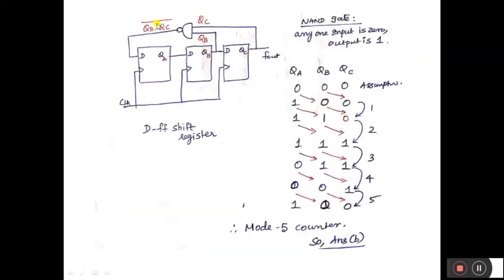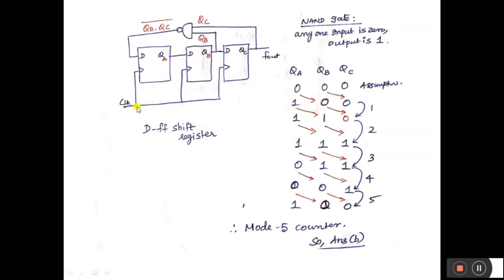Here is the given circuit. Here a NAND gate is given. One input is taken from QB, one input taken from QC. The output is connected to flip-flop A. As per the NAND gate, if any one input is 0, the output is 1. Remember this. Here the D flip-flops form a shift register. The clock is given simultaneously to all flip-flops. So I can take the outputs as QA, QB, QC.